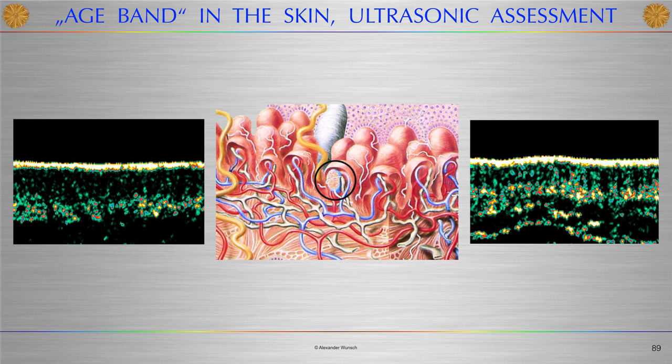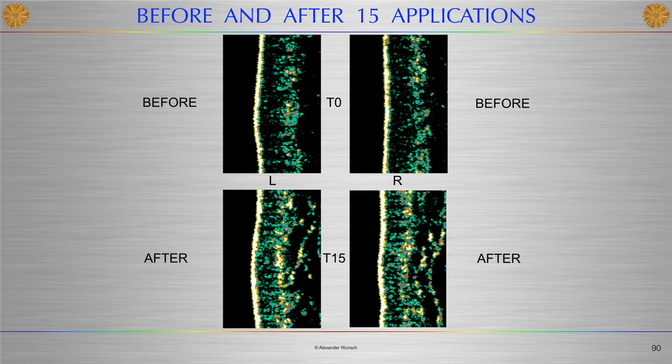And here you can see the ultrasonic assessment on the left side before a 30 times treatment. This is the epidermis, this yellow layer, and directly under the epidermis, in the capillary dermis, which is depicted over here, we see the so-called age band. And after 30 applications in this subject, the age band has refilled, and what you can see, the greenish, yellowish, and red structures, these are the collagen fibers which are assessed via the ultrasonic detection. So this was baseline, left and right, before a treatment of 15 applications.